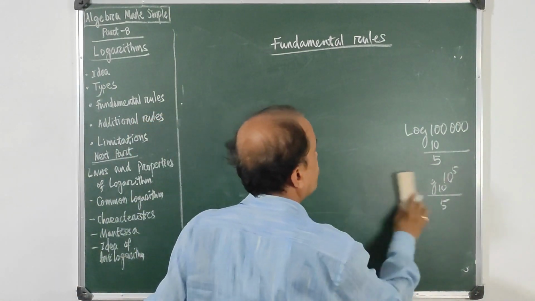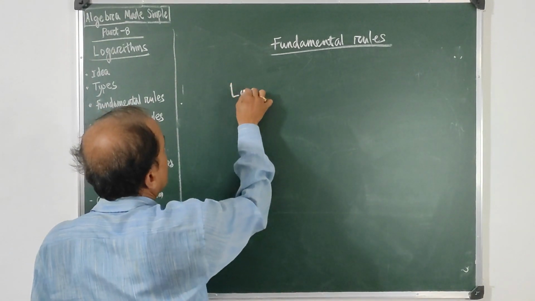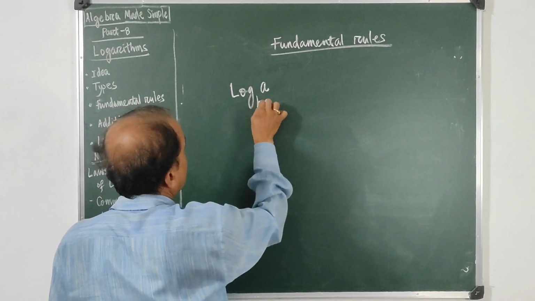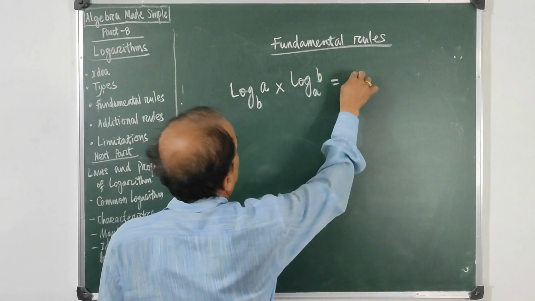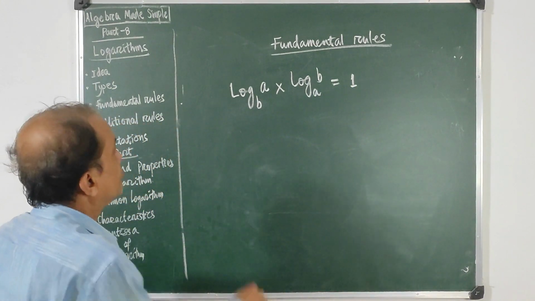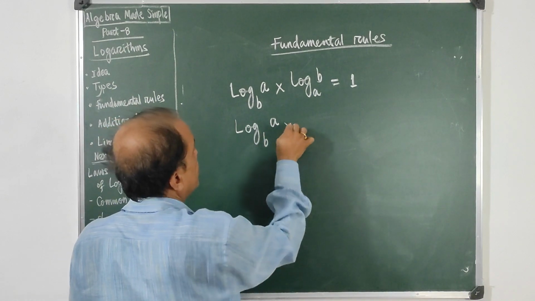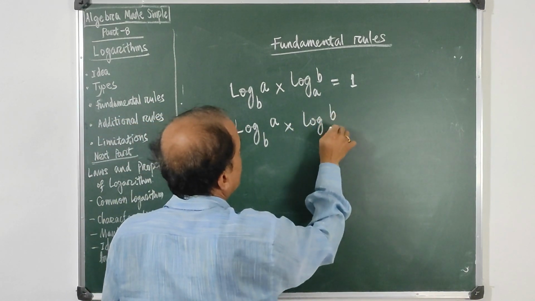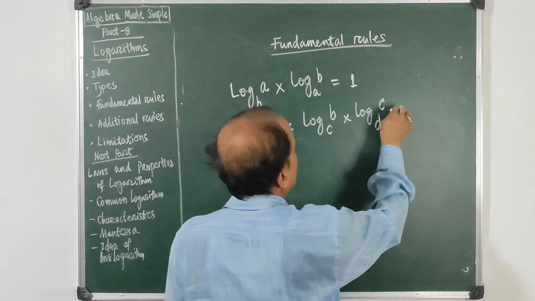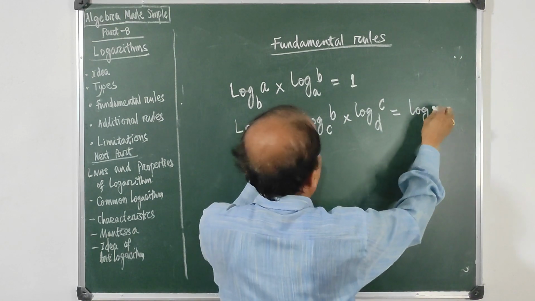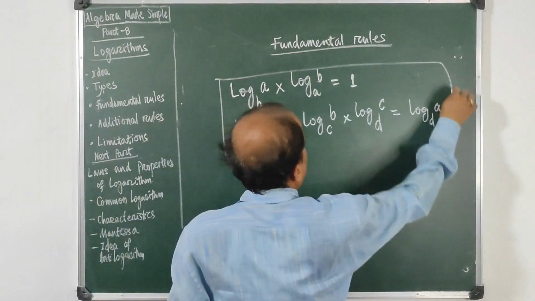Next, let us go for the additional rules. Log a to the base b into log b to the base a is equal to 1. Log a to the base b into log b to the base c into log c to the base d is equal to log a to the base d. So let us prove these two.